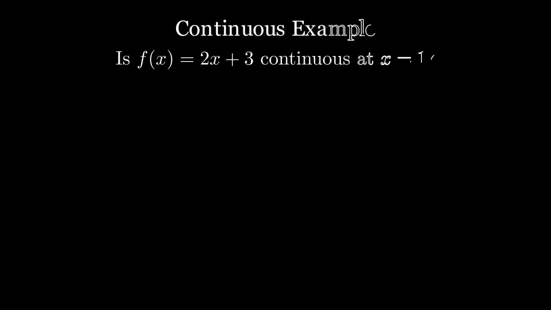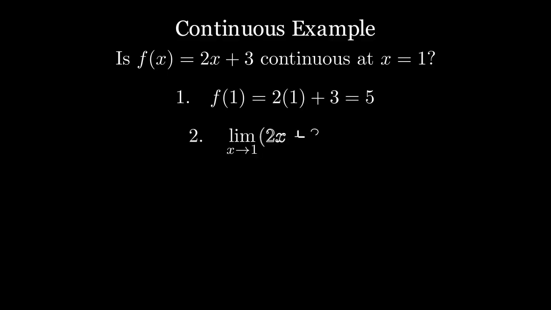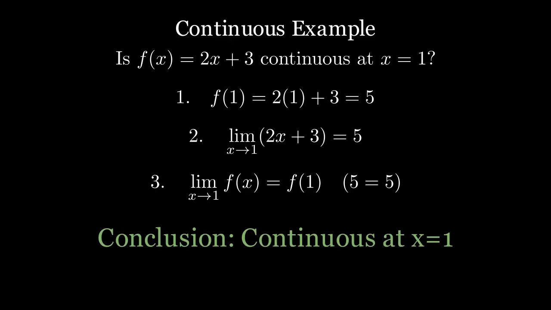Let's look at two final examples. First, consider the function p(x) equals 2x plus 3 at x equals 1. The function's value at 1 is 5, and its limit as x approaches 1 is also 5. Since these are equal, the function is continuous.